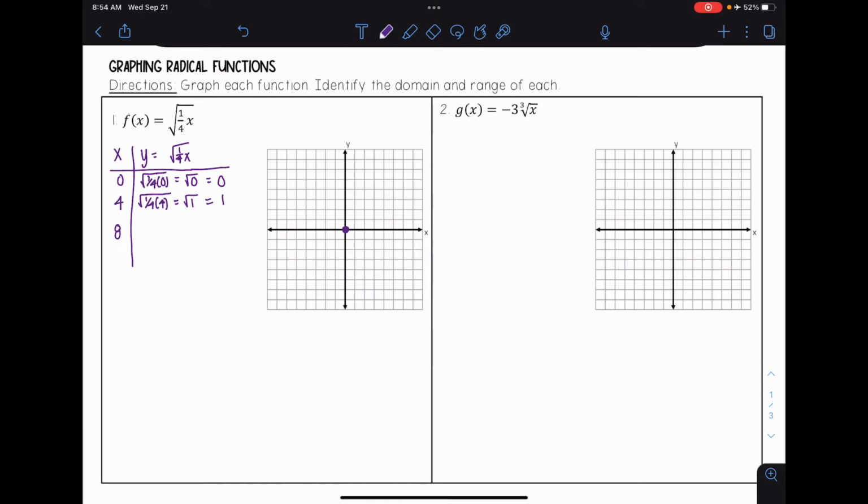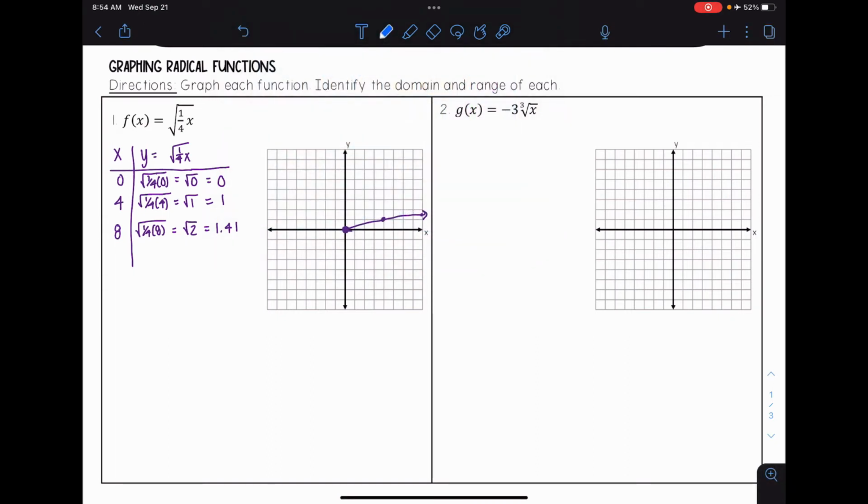So I'm going to go to the right 4, up 1. And then plugging in 8 into my function, I have 1/4 times 8, which is equal to the square root of 2. And the square root of 2 is equal to 1.41, which you can enter into your calculator. So I'm going to go to 8, and I'm going to go approximately up 1.41. And so that gives me this as my graph.